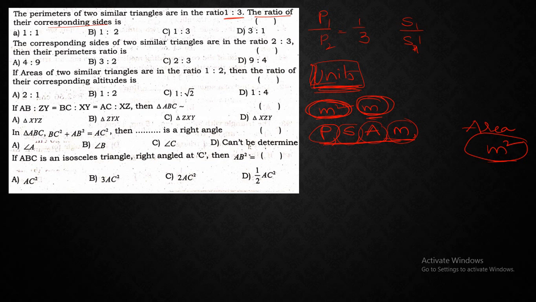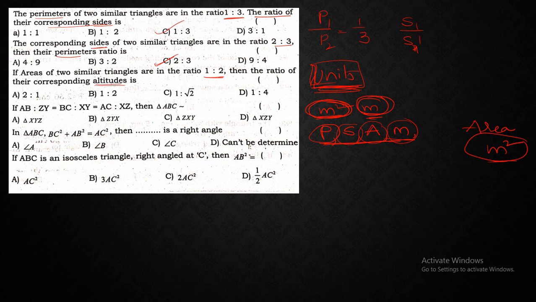Now here the comparison is between perimeter and side. So perimeter and side will have the same units directly. Whatever ratio is given, you consider it. Next, what is given? Side. So side is 2:3. Perimeter. So side and perimeter are both in the same units, so directly you can consider 2:3. Next, area. So area is 1:2.